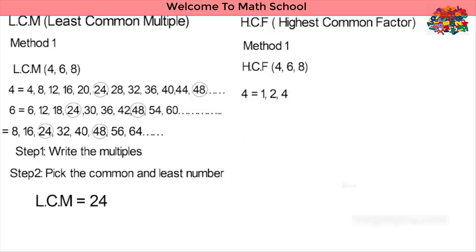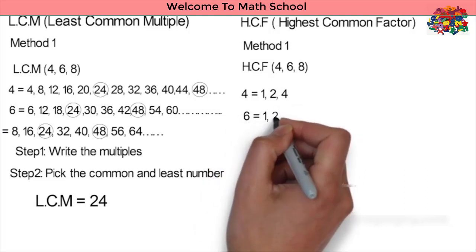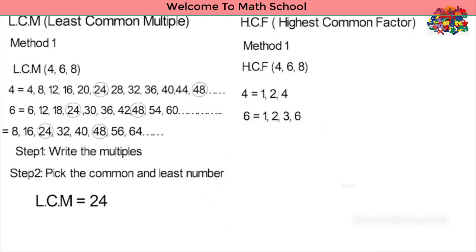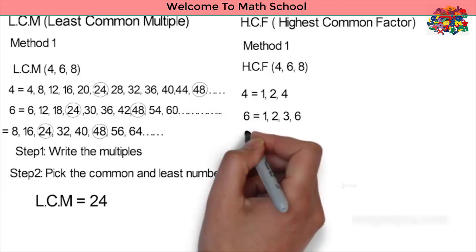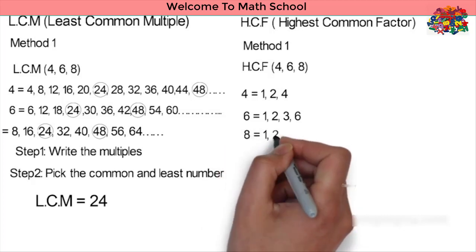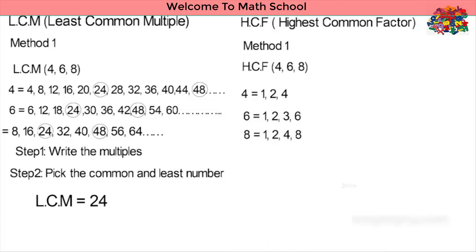1 is the factor, 2 is the factor and 4 is the factor. And similarly, what are the factors for 6? 1 is the factor, 2 is the factor, 3 is the factor and 6 is the factor. Now what are the factors for 8? 1 is the factor, 2 is the factor, 4 is the factor and 8 is the factor.